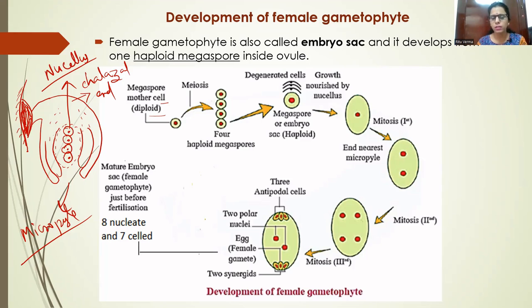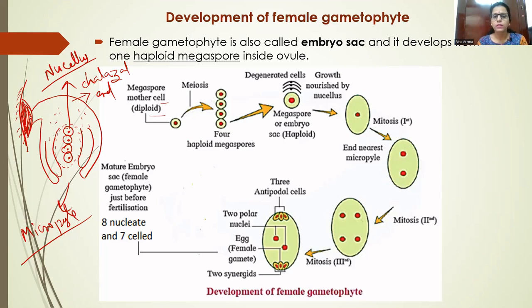This point is important, so note it. In angiosperms, only one type of tetrad is produced. Whatever angiospermic plant it is, after the process of megasporogenesis, all 4 haploid megaspores will arrange themselves only in the form of a linear tetrad.